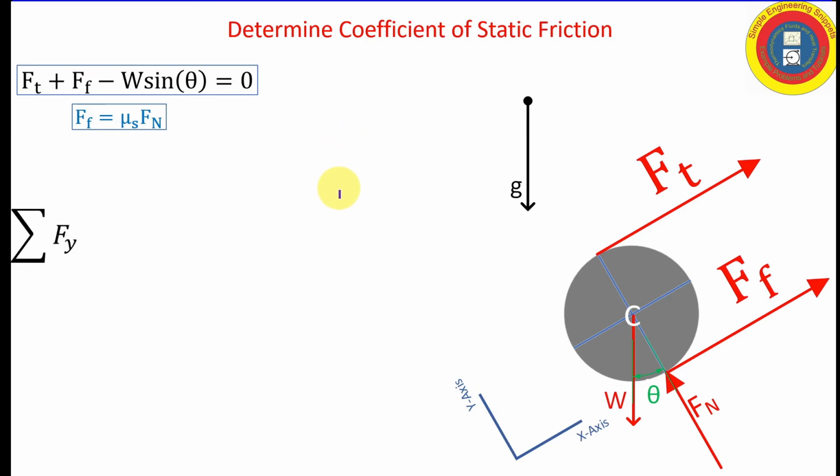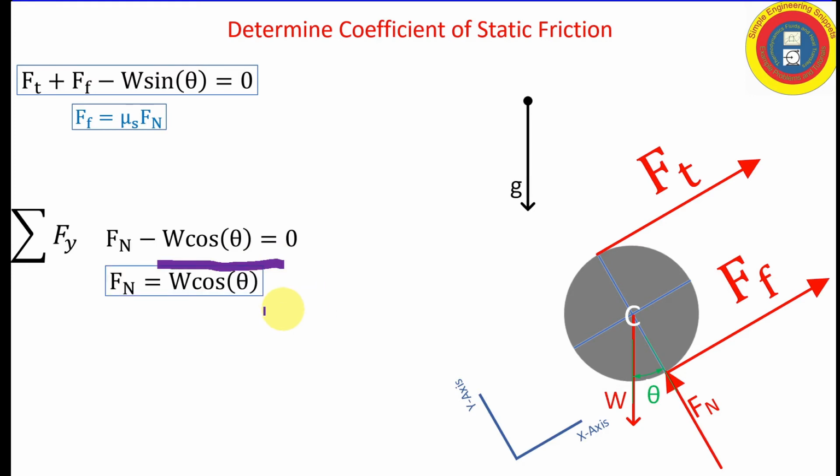Now let's work in the y direction. As we stated earlier, there's a force Fn in the positive y direction, and the component of the weight is going to be in the minus y direction. It's going to be the weight times cosine theta. And so we can go ahead and solve for the force Fn, the normal force, and box that equation. We'll be using it a little bit later.